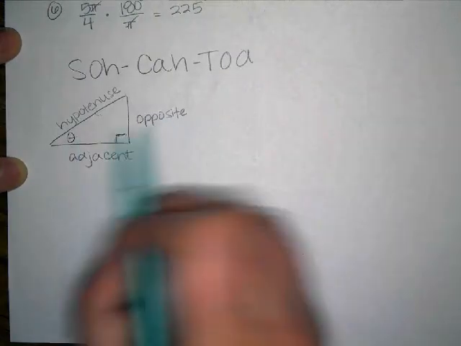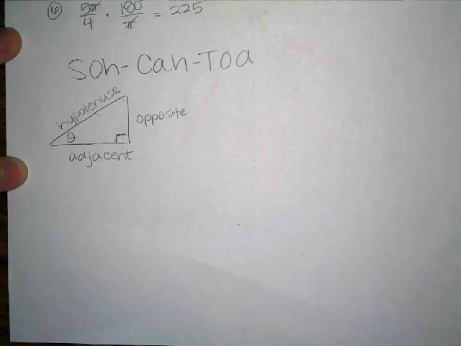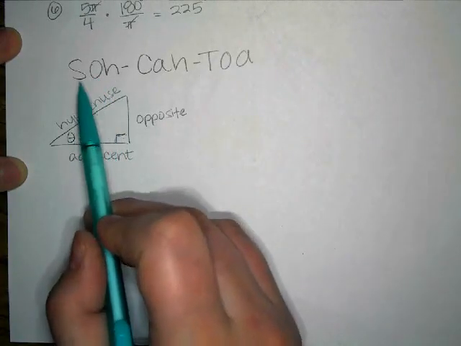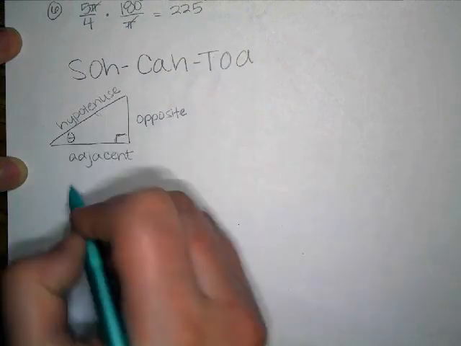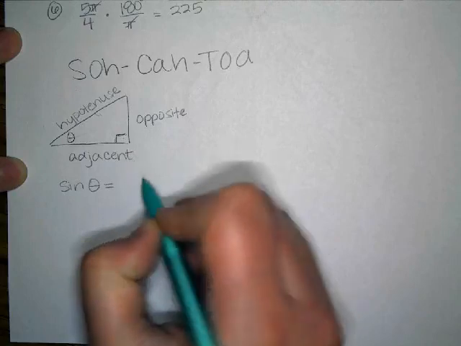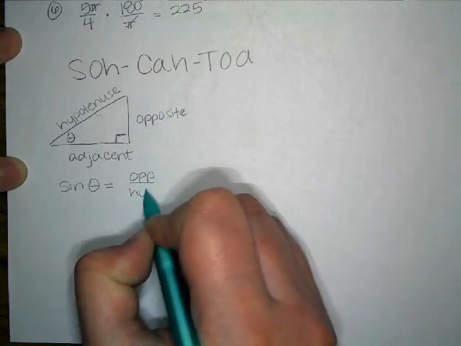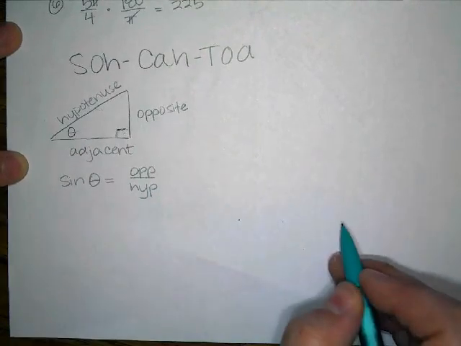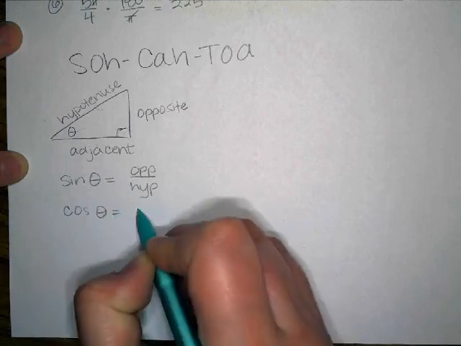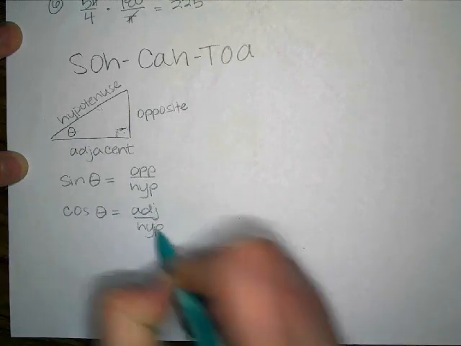And then SOHCAHTOA means that sine of the angle is the opposite side divided by the hypotenuse. It's just a ratio of the two sides. Cosine of the angle is the adjacent side divided by the hypotenuse. And tangent of the angle is the opposite side over the adjacent side.